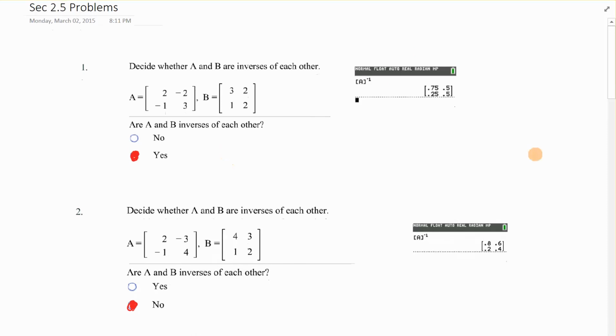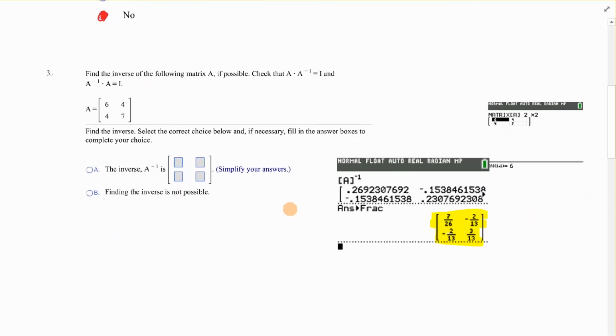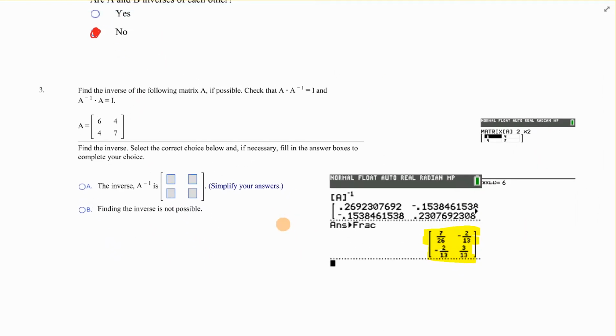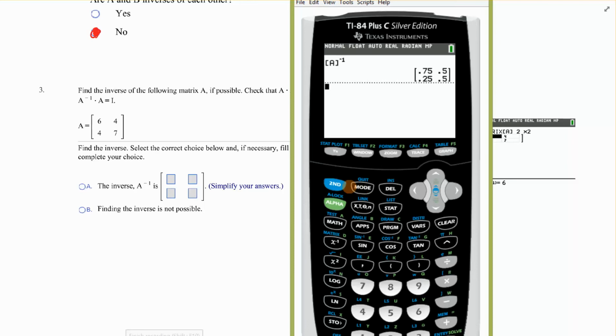All right, so you would do the same thing with this set, A and B. Put in A, find the inverse of it. Nope, that's not what we have for B. So let's try this one. Find the inverse of the following matrix and check to see that, and you're not really going to have to do that because you are doing this on your calculator. It should be fine. So when we go put that in, let's do that together. I've got the answer there, but let's do that together.